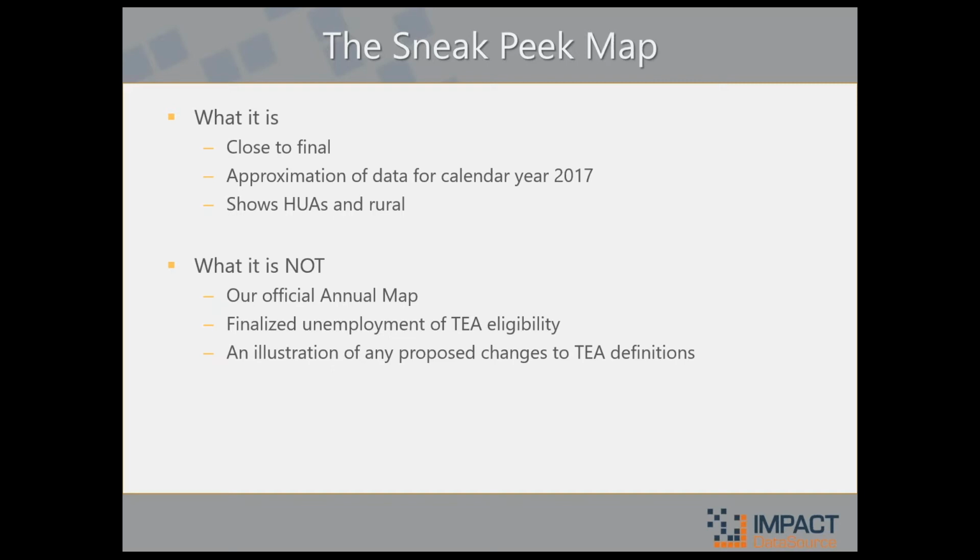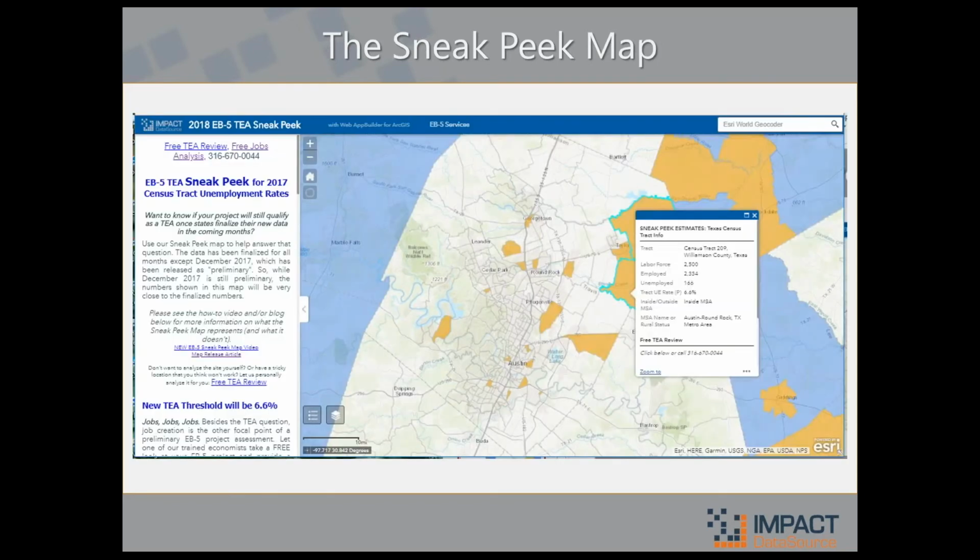It is important to note that the sneak peek map is not our official annual map that we release every year, so it does not have the finalized unemployment data. It's just to help you look ahead and see what the unemployment rates will more than likely look like once everything is finalized. It is also not an illustration of any proposed changes to TEA definitions or a discussion of TEAs under proposed EB-5 program reform. All right, so we'll take a look at the map real quick.